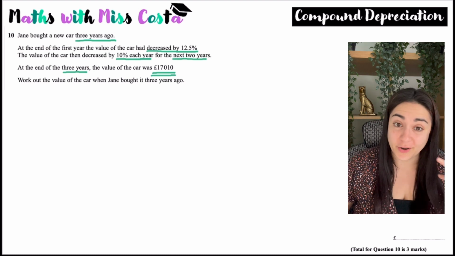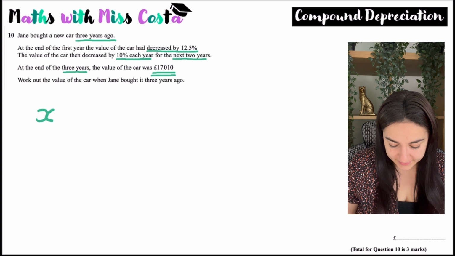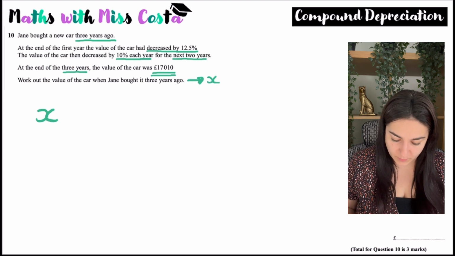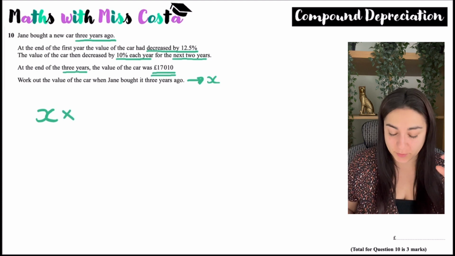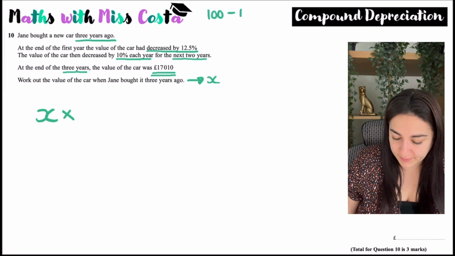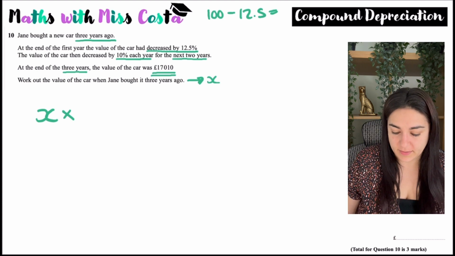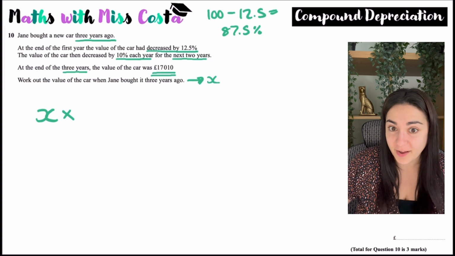So, okay, I have an unknown. Whenever I have an unknown, I can just call it X. So X, which is the original value of the car, was multiplied by, so this is where I need to think about my percentage multipliers. So the value decreased by 12.5%. So 100, take away 12.5, leaves you with 87.5. Okay, so I'm technically working at 87.5% of it.